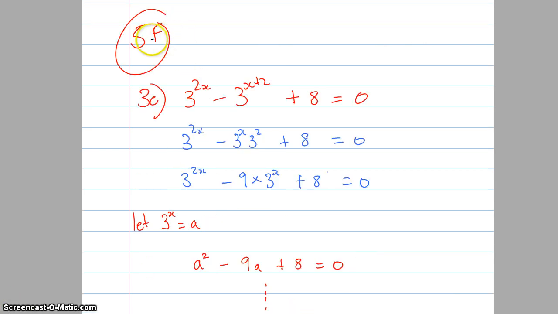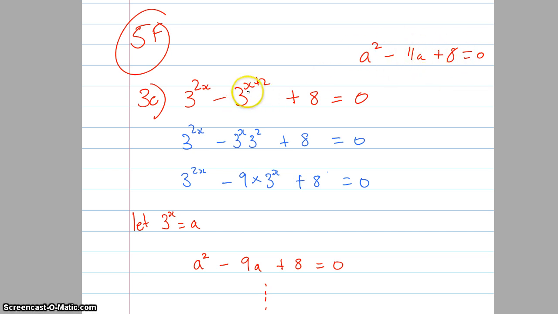For the questions in 5F, starting with 3C, it's very similar to one of the questions we did just the other day. The only difference is that it looks a little bit different. So I've got here 3 to the power of 2x minus 3 to the power of (x plus 2) plus 8 equals 0. And again, I look at this and I think to myself, it's actually going to turn into a quadratic, something along the lines of a squared minus, I'll just make up a number, 11a plus 8 or something like that. It's going to look very similar to that.